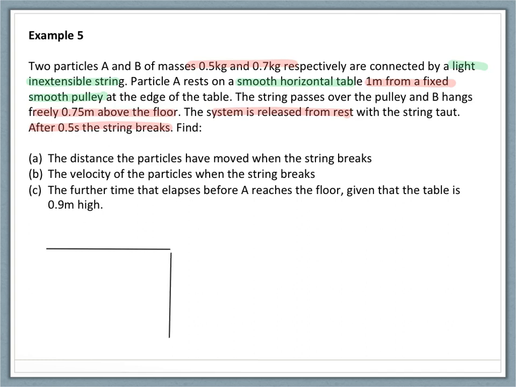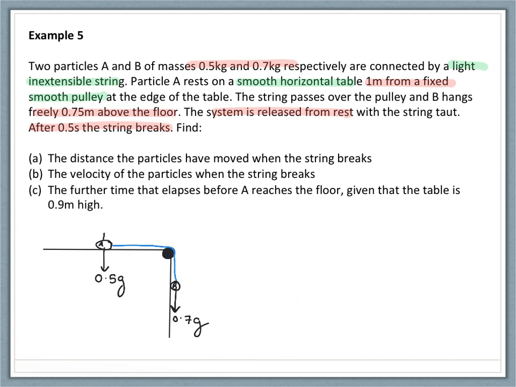And on the end of our table, we will have a pulley fixed on the end. Shade that in for clarity. Then the string passes over the pulley, like so, and is attached to the 2 particles. So particle A, which has a mass of 0.5 kilograms, so a weight of 0.5 g, and particle B, which has a weight of 0.7 g.